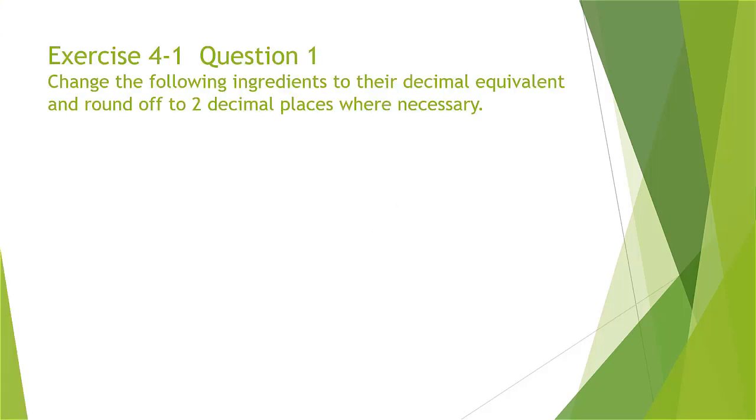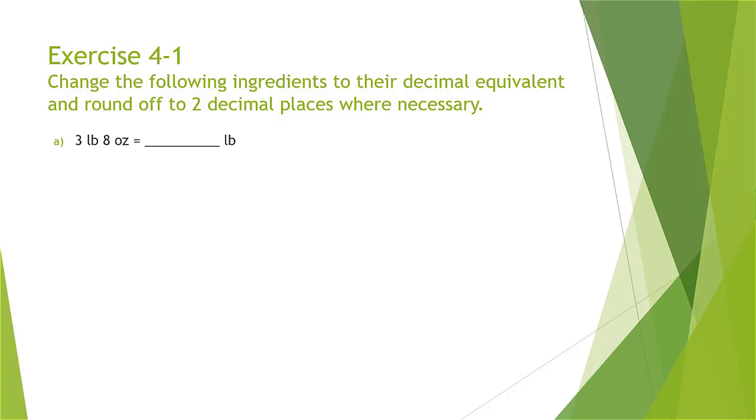Change the following ingredients to their decimal equivalent and round off to 2 decimal places where necessary. So we're going to be taking what looks like the amounts you need in a menu, ingredients, recipe amounts, and we're going to change them into their decimal equivalents. Let's start off with 3 pounds and 8 ounces. We want that exact same amount of weight, but we want it in decimal equivalents in pounds.